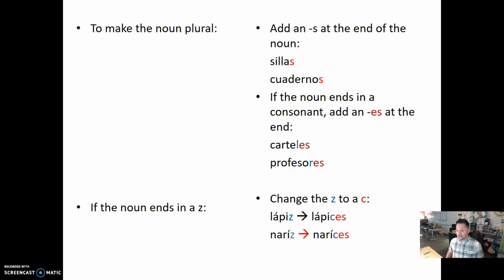And so that's why you have to do some spelling changes sometimes in Spanish so that you can preserve the pronunciation. So check it out. Lápiz. So before you add an ES to it, make sure you change the Z to a C and then add the ES. Nariz. Again, same approach. Before you add the ES, make sure you change that Z to a C and then add an ES. And that's what you got to do if your noun ends in a letter Z.